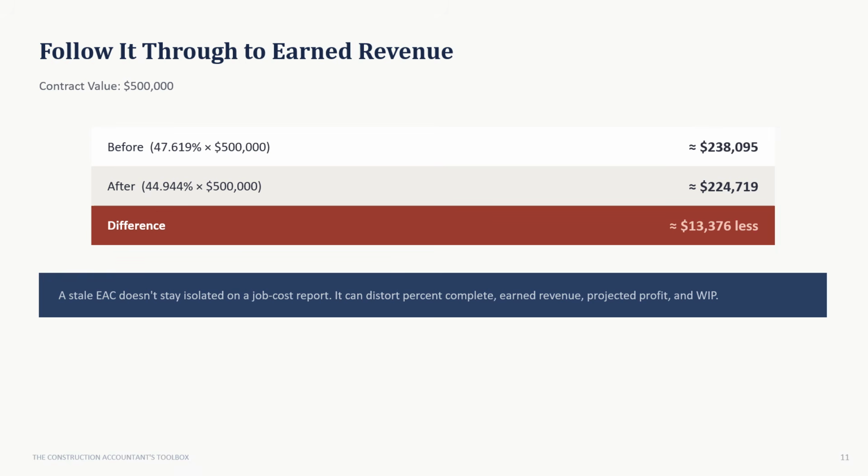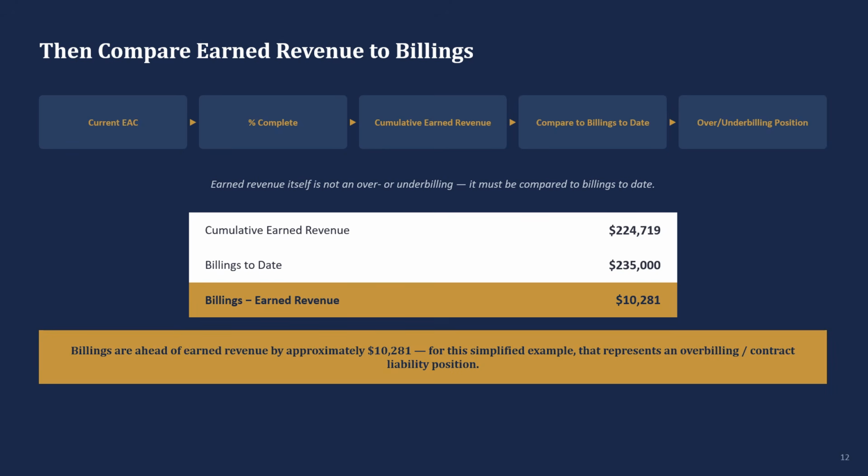That percentage flows straight into earned revenue. On this $500,000 contract before the update, 47.619% of $500,000 is roughly $238,095 of cumulative earned revenue. After the update, 44.944% works out to roughly $224,719, about $13,376 less. A stale EAC doesn't stay isolated on a job cost report. It can distort percent complete, earned revenue, projected profit, and WIP.